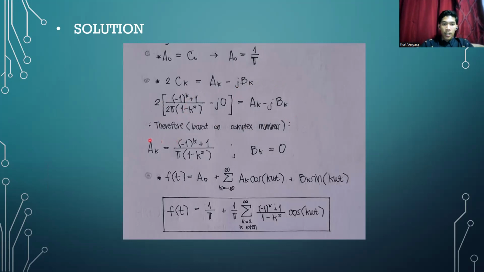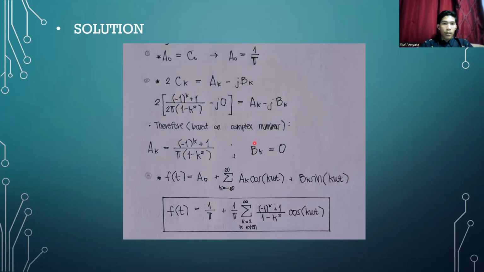our a sub k, which doesn't have an imaginary number, is equal to the term on the left side that doesn't have an imaginary number, which is this one. So our a sub k is -1 raised to k plus 1 over pi times 1 minus k squared. And our b sub k is equal to 0 because there is no term consisting of an imaginary number on the left side of the equation.